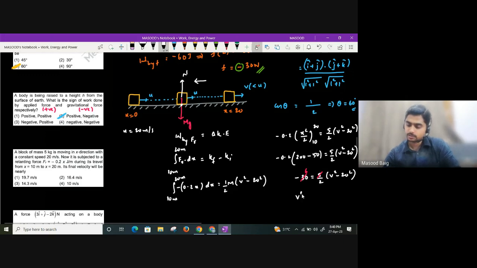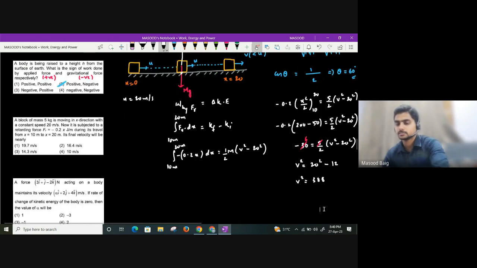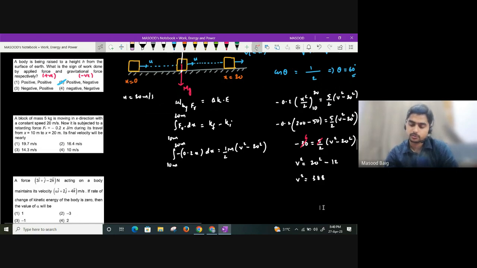v square value will be 20 square minus 12. So v square value I'll get it as somewhere around 388, guys. So v value will just be near to 20. Okay. So I'm going to get the value of v as approximately 19.7 meter per second.